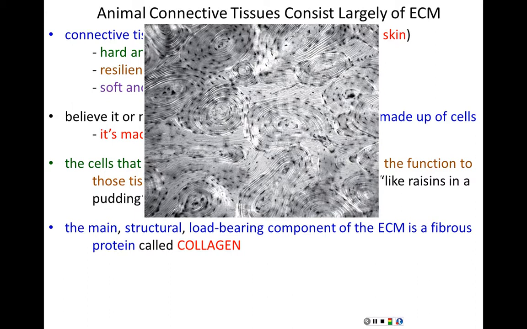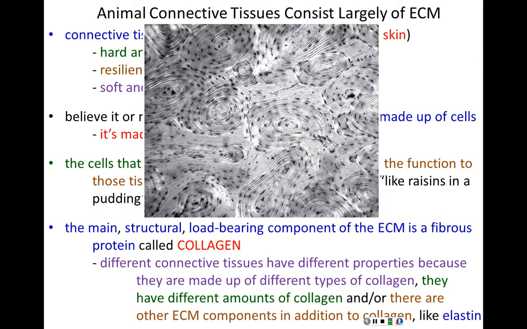So what is ECM? What is the extracellular matrix? Let's give it some true, tangible definition now. The main structural tensile strength load-bearing component of the extracellular matrix is a fibrous protein called collagen. Different connective tissues associated with different tissue types have different properties because primarily they're made up of different types of collagen. They have different amounts of collagen protein in them, and or there are other ECM components in addition to collagen present in that ECM. Elastin is a great example of this, which is what gives our skin its stretchiness. Elastin protein is specifically in the ECM of skin.